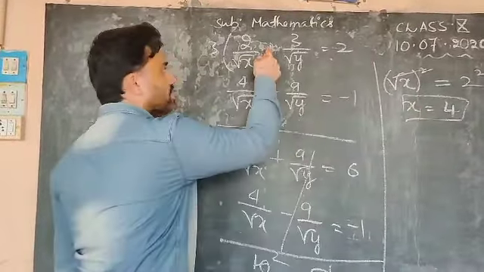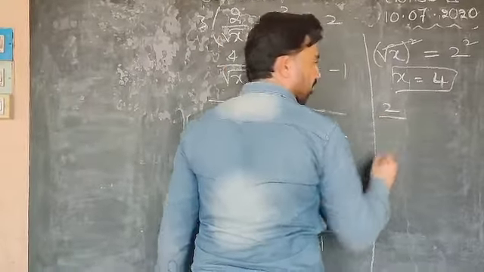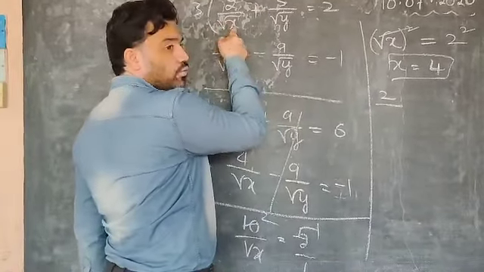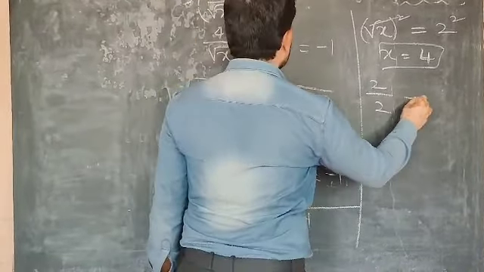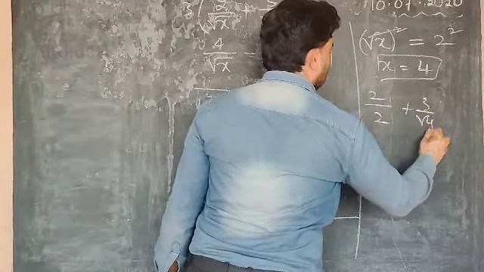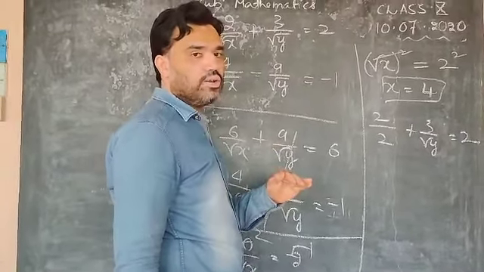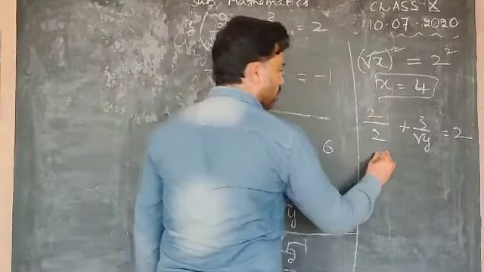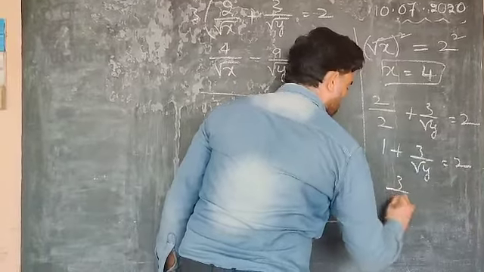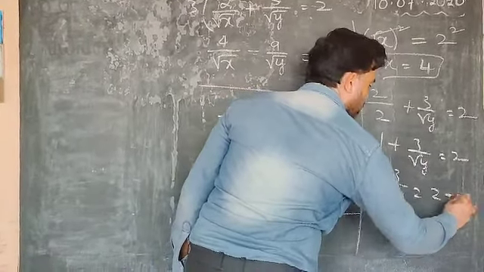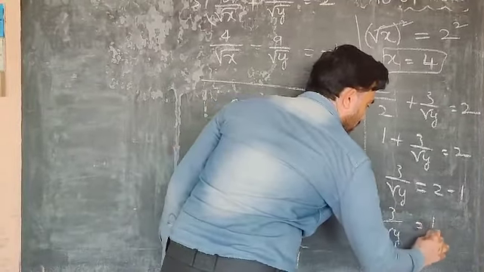Take any one of the equation, like first equation or second equation. So now take first equation. 2 by root x, root 4. x value we got 4. Root 4 is 2. 2 by 2 means 1. 1 plus 3 by root y is equals to 2. 3 by root y is equals to 2 minus 1. So 3 by root y is equals to 1 by 1.